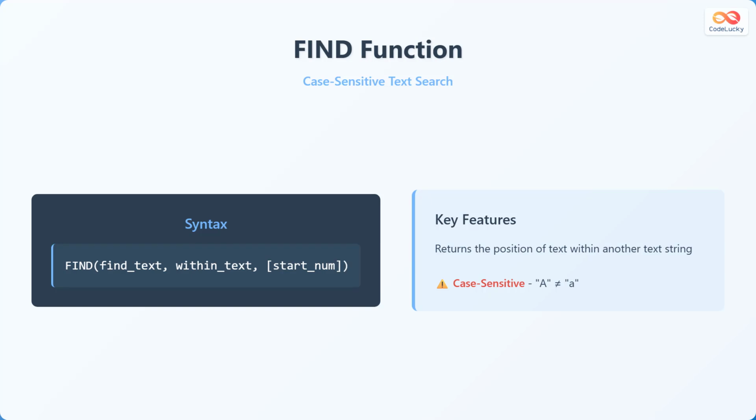Find_text is the text you want to find. Within_text is the text string you are searching within. Start_num, which is optional, specifies the character position to start searching from. Remember, the FIND function is case-sensitive, so A is not the same as a.